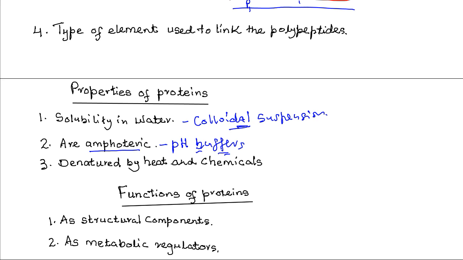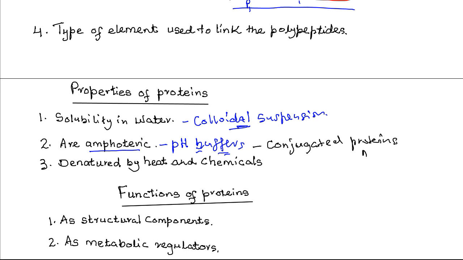Now, this property of being amphoteric also enables the proteins to combine with non-protein compounds. And in so doing, by combining with non-protein compounds, they form conjugated proteins. Conjugated proteins include compounds such as hemoglobin. Hemoglobin is found in red blood cells and it is used in the transportation of oxygen.